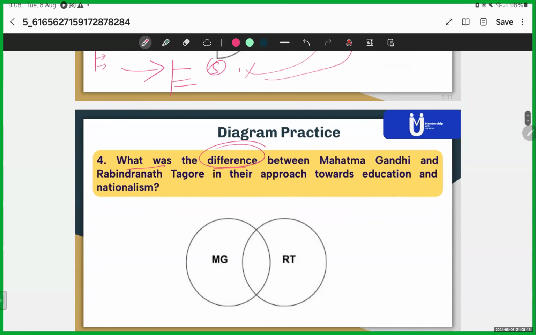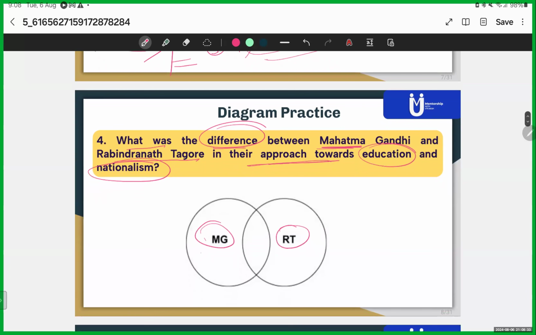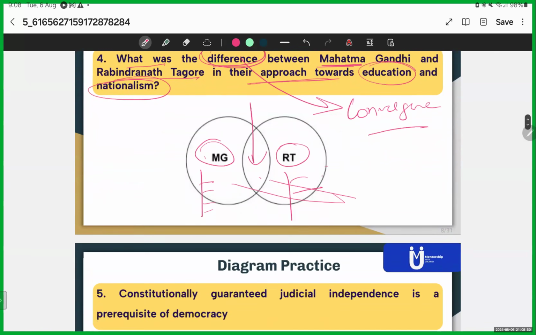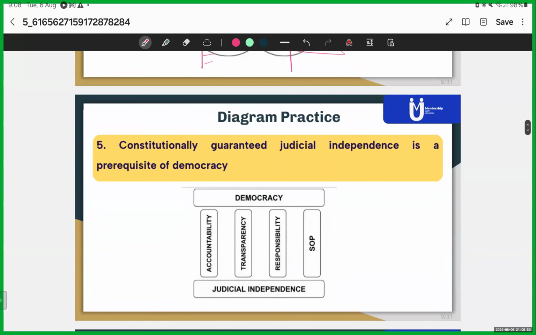Now, what was the difference between Mahatma Gandhi and Rabindranath Tagore in their approach towards education and nationalism? Now, we know that there will be some dissimilarities, some similarities. One is Mahatma Gandhi, one is Rabindranath Tagore. You write some of the features, some of the features. Now, common features here, non-common features here. This is what I will say. So, if there is any difference, certainly some convergence will be there, na? We will talk about it. Convergence, divergences, fair enough. So in my point of view, anything you can do.